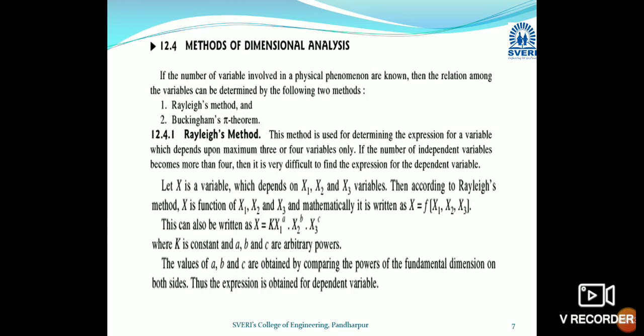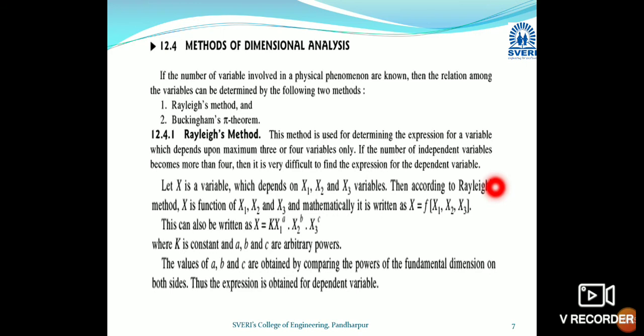Now, to solve problems on dimensional analysis, we have to use two methods, and these two methods are very, very important. One is Rayleigh's method and the other is Buckingham's pi theorem. When the number of variables is very small, around 3, we can confidently use Rayleigh's method. If the variables are more than that, Rayleigh's method becomes difficult and we have to use Buckingham's pi theorem.